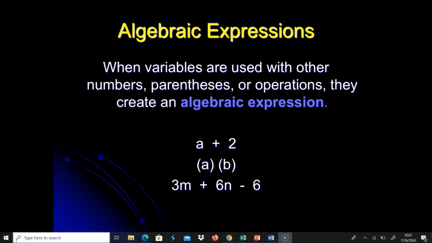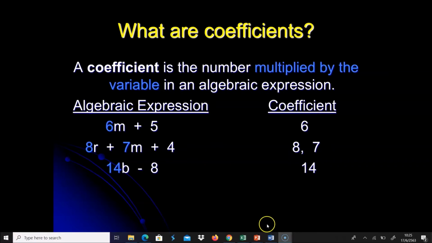For example, a plus 2, a times b, 3m plus 6n minus 6.